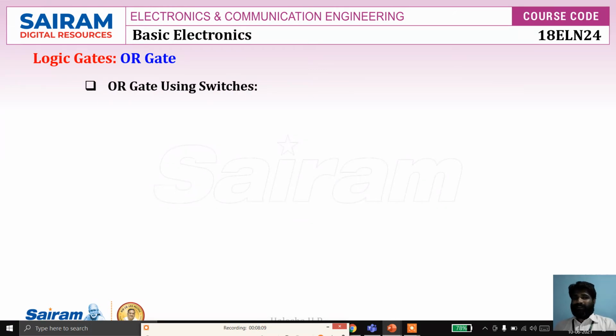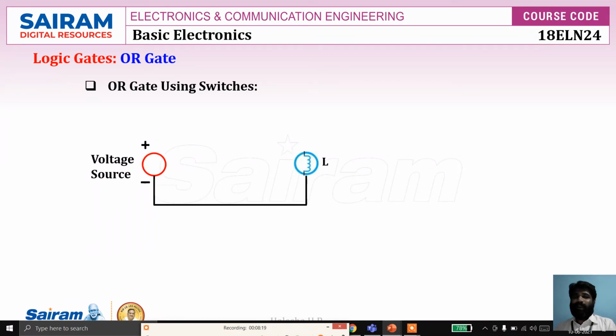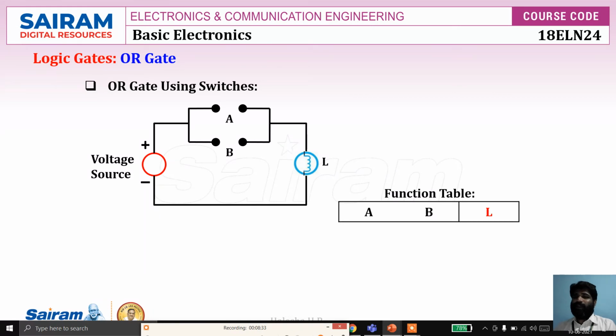Similarly, how do we realize the OR gate using switches? Here the two inputs are two switches. We'll consider the same voltage source and lamp, and the two switches are connected in parallel between the voltage source and the lamp. The two switches are equivalent to the inputs. Now let's write a function table. If A and B are both open, meaning 0, the output is 0. If both are open, current will not flow, so the lamp is off.